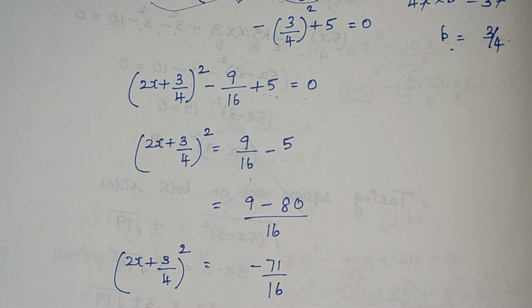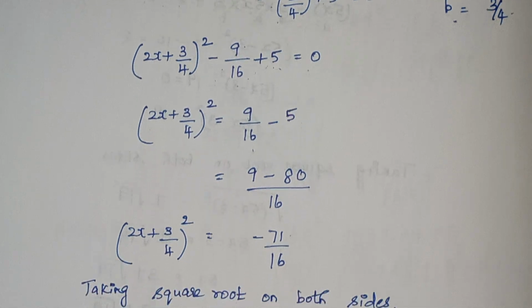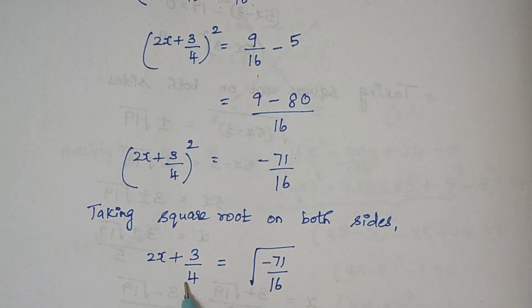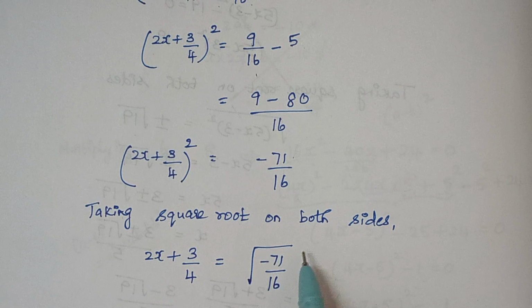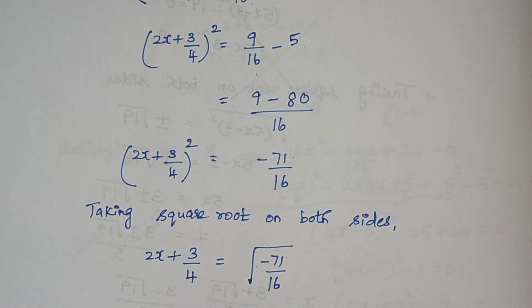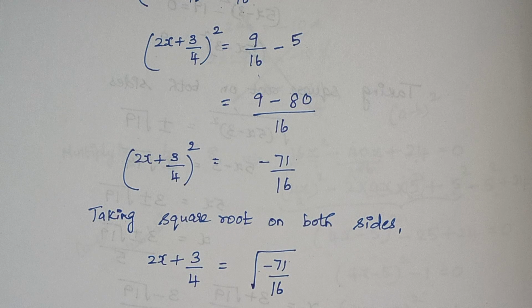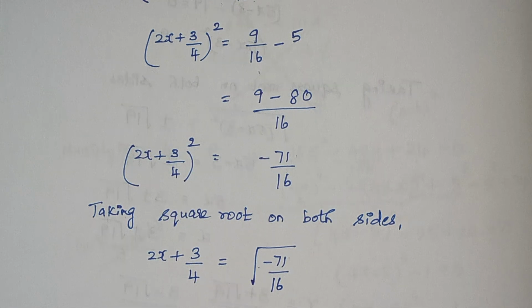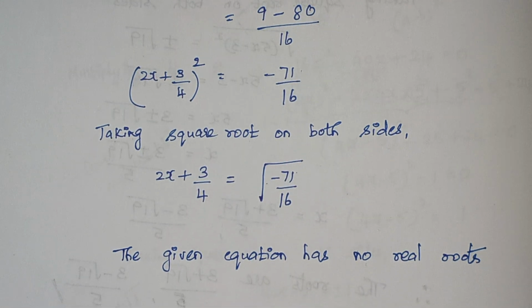So when you take square root on both sides, here you will be having 2x plus 3 by 4 which is equal to square root of minus 71 by 16. So here you see we are having a negative sign inside the square root. So what does this mean? This means that this problem has no real roots. Okay, this problem has only imaginary roots. So we can simply write it as the given equation has no real roots. Therefore, we are unable to find the value of the roots.